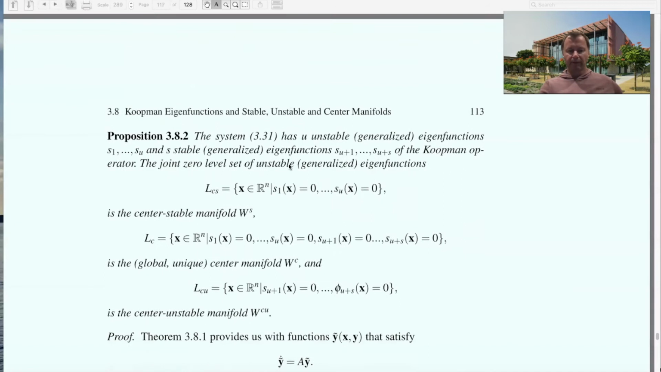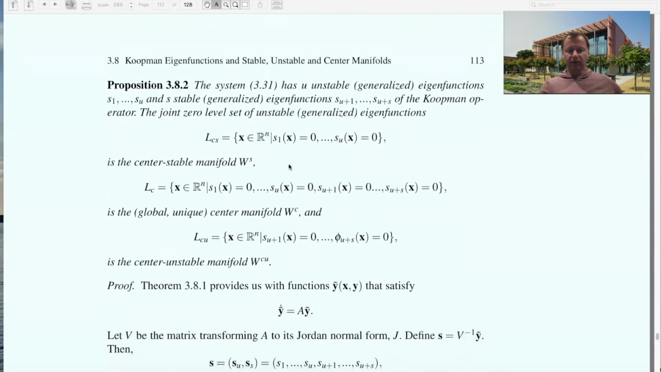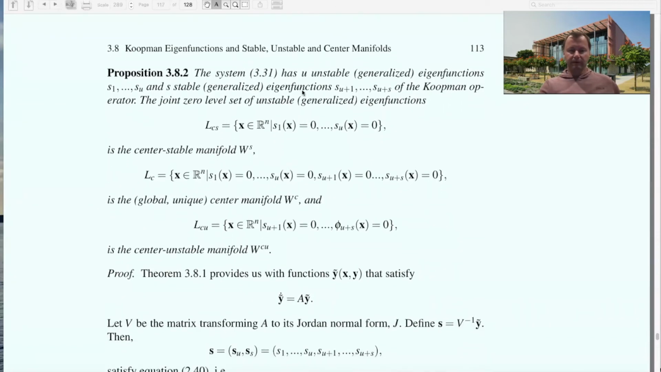And so then we find that the following is true. The system that we just described has U unstable generalized eigenfunctions, S1 to SU, and S stable generalized eigenfunctions, SU plus 1 to SU plus S, of the Koopman operator. And the joint zero level set of the unstable generalized eigenfunctions is the so-called center stable manifold. So it contains the center directions and the stable directions.